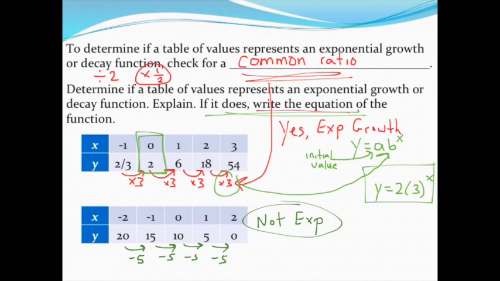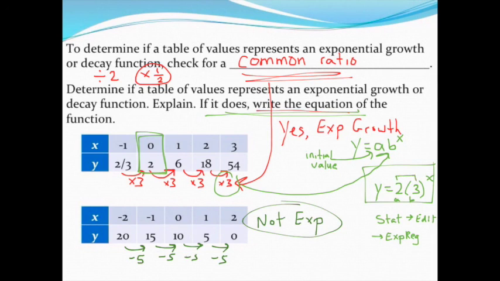We can also do this using stats, and then edit, if you want to go ahead and enter your data into L1 and L2. And as we've done throughout the year, we'll be finding a regression for this. However, it's not a linear regression, it's not a quadratic regression. You'll look for an exponential regression. And if you go ahead and enter your data in and run that exponential regression, you'll see that we'll get an a value of 2 and a b value of 3 to write our equation.